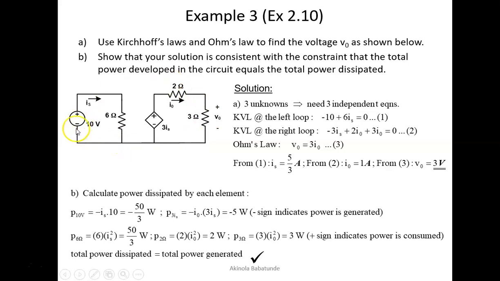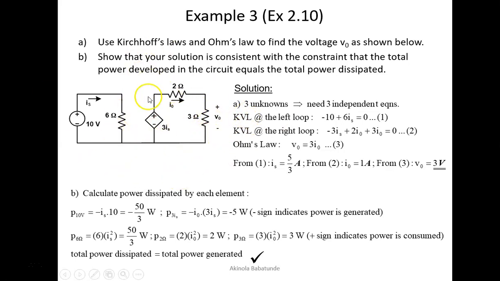In this circuit, you can see we have an independent voltage source here, and this is a dependent voltage source. And as you can see, this is 3Is, because this is a current controlled dependent voltage source. Current controlled voltage source is what we have here. And then we have our V0. Okay, let's try to analyze this circuit.